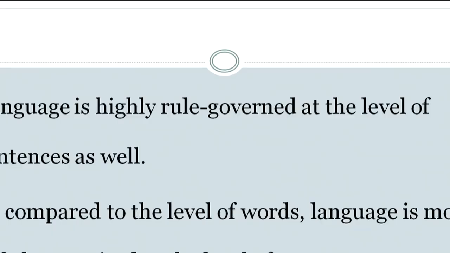Next part, we are going to talk about sentence construction, right? In a language, we started from the most basic unit, which is sound. Then we talked about words, and now we are going to talk about sentences. How does sentence construction take place in a particular language? As you know, there are rules when it comes to sound and to words. Similarly, language is highly rule governed at the level of sentences as well.